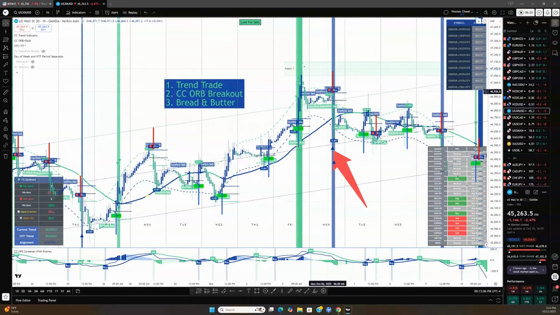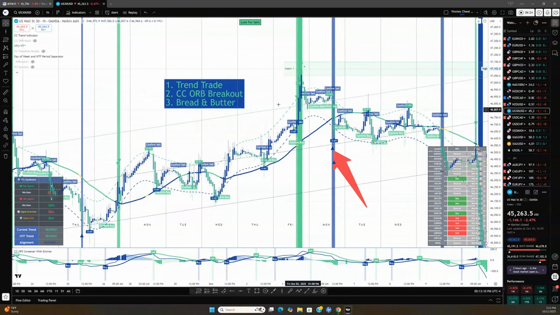So a bread and butter is simply, let's turn off the CCORB, a high probability spike. You see this blue line is what we call a high probability spike on the 1 hour time frame. All that spike is to let you know that we had a lot of volume in the market and price is going to reverse. Okay, it's going to reverse.